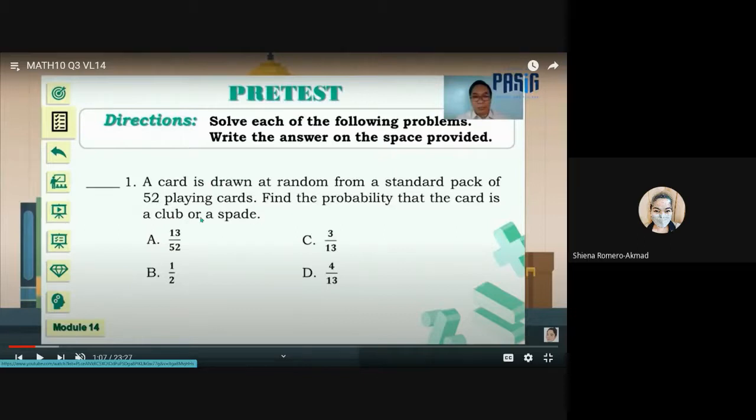Ang ibig sabihin nun, either club or either spade. Okay? Either of the two events will happen. So that's club and spade. Ilan ba yung club? Out of 52 cards, ilan ba yung club? 13. So kung titingnan lang natin yung club at hiningi ko sa inyo yung probability that it's a club, ano kaya yung magiging probability niyan? Na club yung makukuha natin. 13 out of 52. So, 13 out of 52 cards, meaning that's 13 over 52.